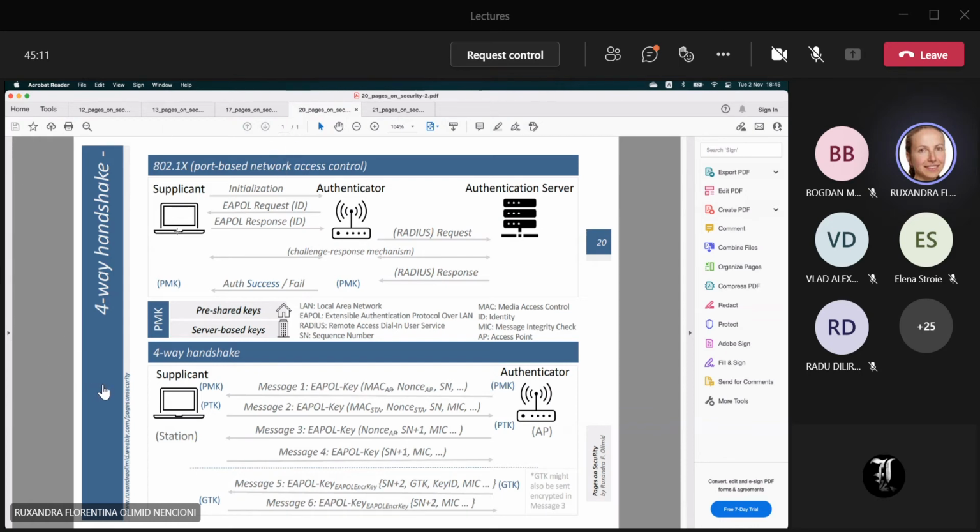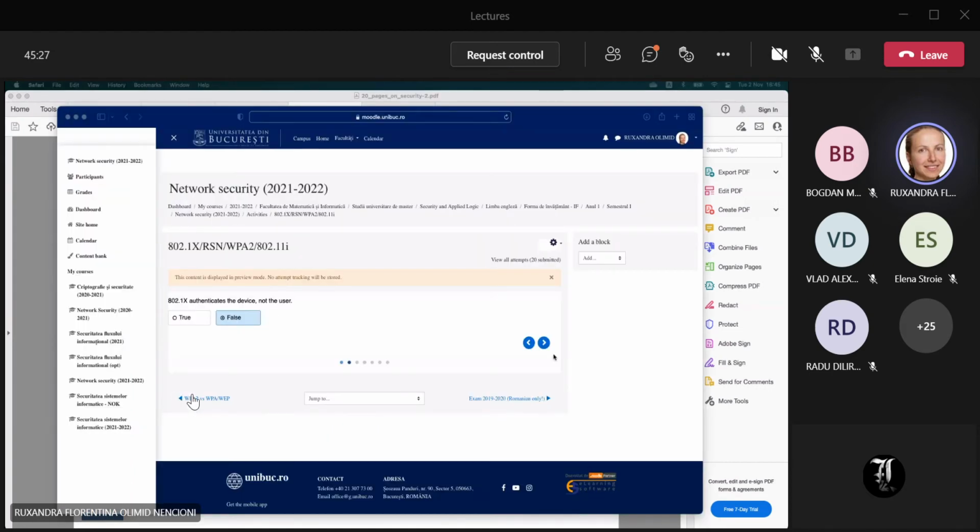So it's, let's say, the application, or somewhere. So something that the user has, it's not the device. As somebody said really well, we can change the device and still connect. So it's not the device. It's not authenticating the device.